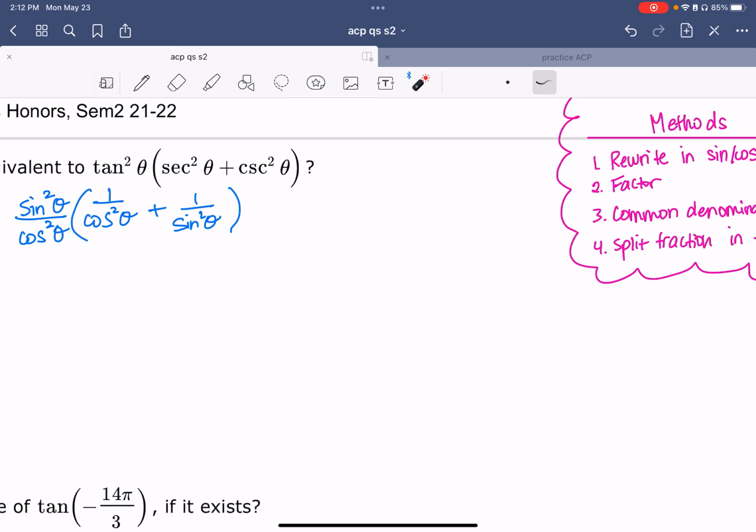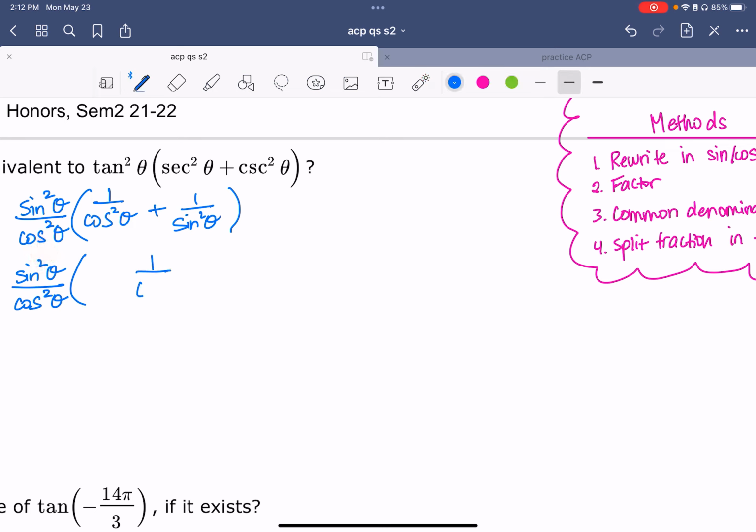So PEMDAS says to do parentheses first. I have a set of parentheses with 2 fractions on the inside. If I need to add fractions, you need to have a common denominator. You cannot add or subtract fractions without a common denominator. One is cosine squared, one is sine squared. So how do you get a common denominator? You're going to multiply the opposite fraction by the opposite denominator. Right now, all I did was bring this down because we haven't used it.